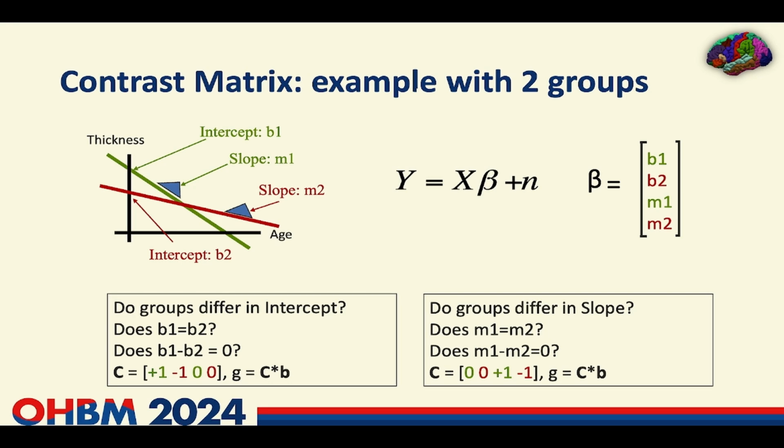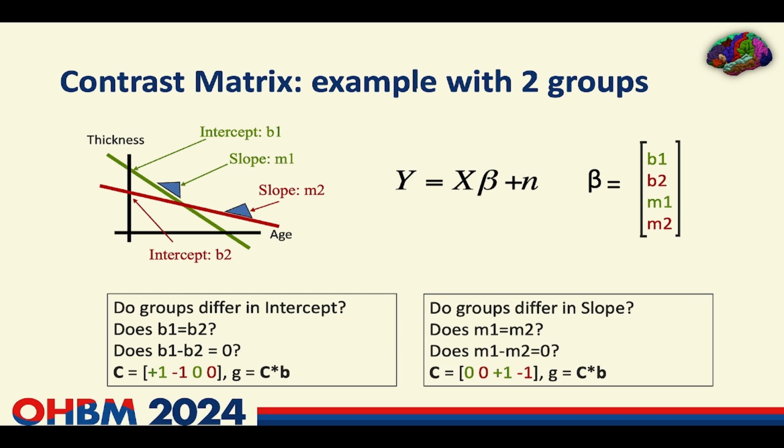Now the contrast matrix is going to be basically a vector that's going to summarize the question that you are trying to ask about your cohort. So given that we have linear models here, I have two groups here. Each line can be represented by a slope and an intercept. So we are going to translate the question into how they are determined by the slope and intercept differences.